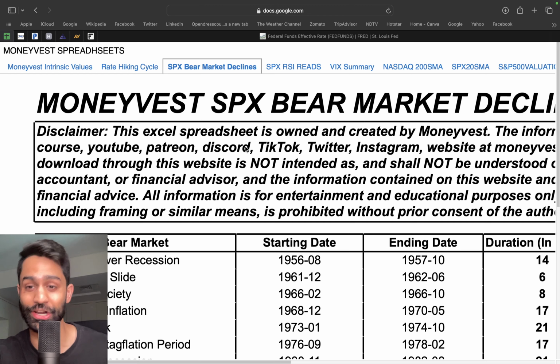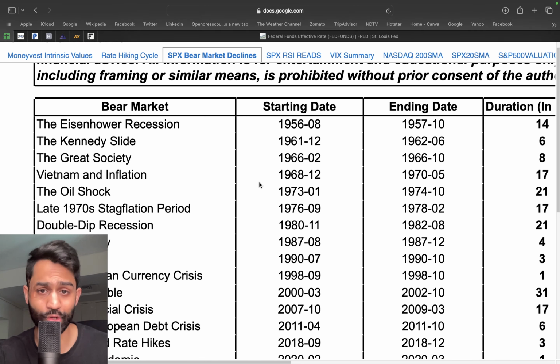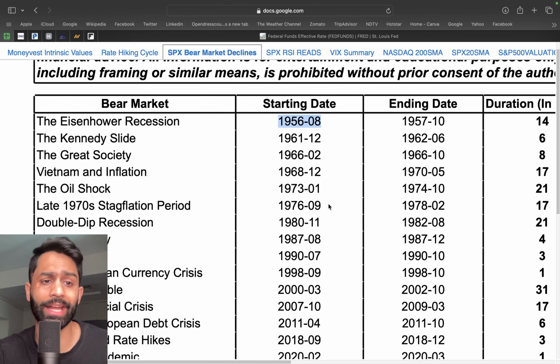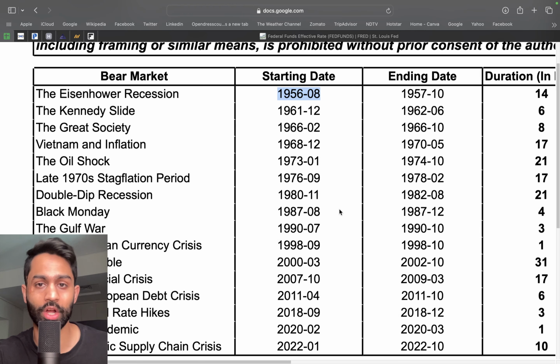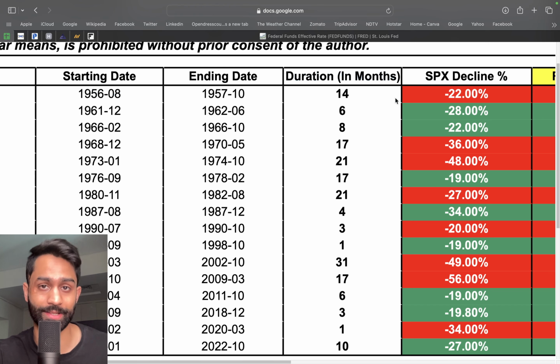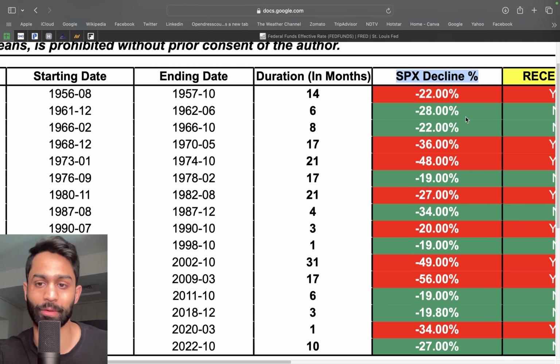This is really what I want to share in this video, because what we did here is go back as far as the 1950s, and we tracked down all the bear markets the S&P 500 has experienced, and bear markets are a sell-off of over 20%. Remember, a bear market is when the S&P 500 from its all-time highs is down over 20%. So we went back over 70, 75 years, trying to figure out how many times the S&P has entered a bear market, what was the duration of those bear markets in terms of months, and what was the decline from all-time highs.